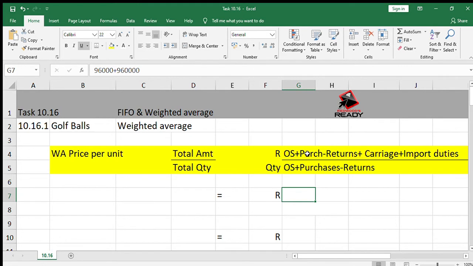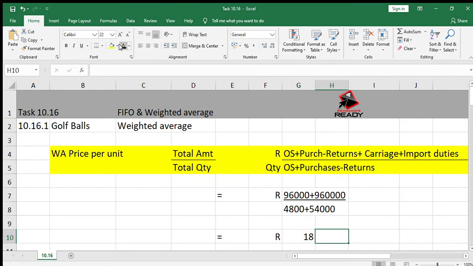Okay, we're going to start with the rand value first of the golf balls. So the rand value of the opening stock is 96,000 and the total purchases 960,000. Okay, so that gives us our rand value. Our quantity of the opening stock is 4,800 and of the purchases 54,000. If you look at number 2 of the information on page 424, they're talking about the golf clubs being imported and there's import duties. So we'll worry about that when we're doing our calculations for golf clubs. The golf balls is just standard. Okay, so we then work out the answer, and you should get a weighted average price of 18 rand per unit.